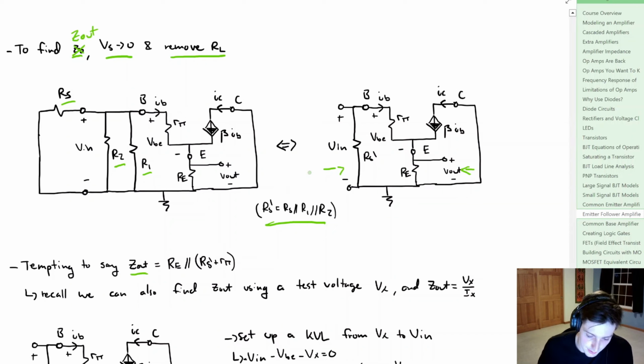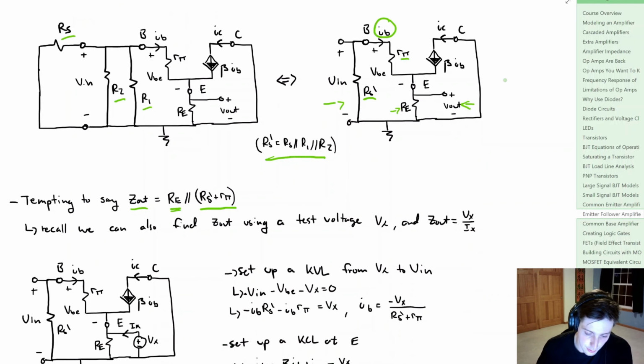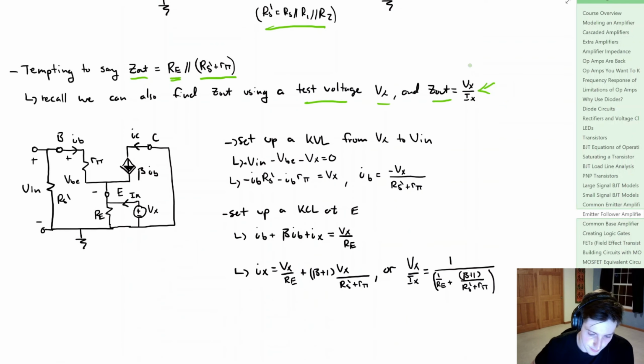It might be tempting to say that this is RE in parallel with these two resistors here. But this is not actually correct, and it all comes down to this base current and how it can be a little bit tricky to work with. So recall, to find the output impedance, we can also use the test voltage, Vx, and then what we're going to say is that the output impedance is equal to Vx divided by Ix, or the current coming out of that test voltage. So down here, we're going to apply that test voltage, and we're going to set up a KVL from Vx to Vn.